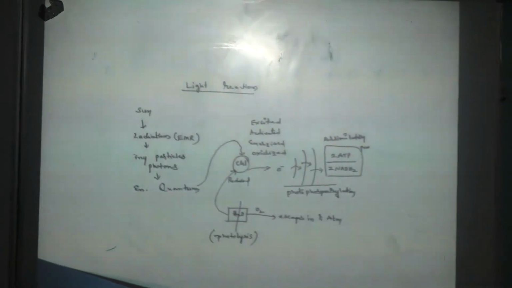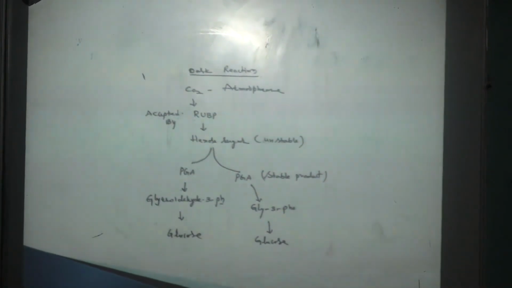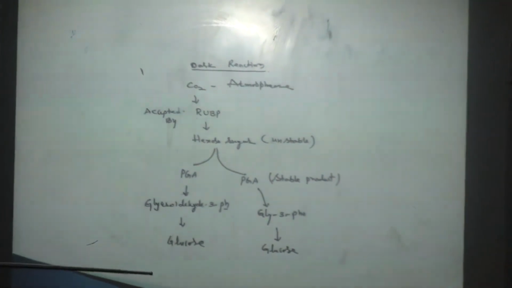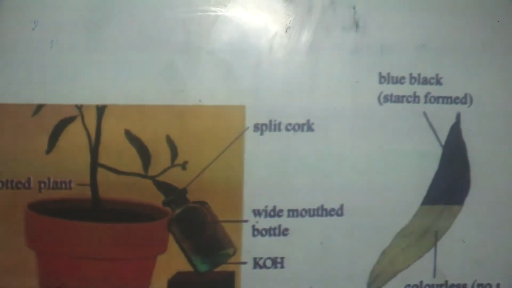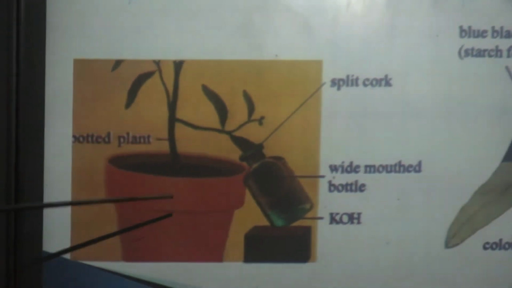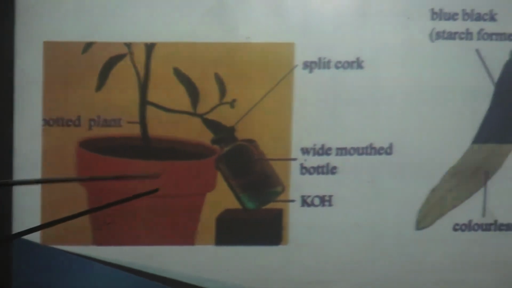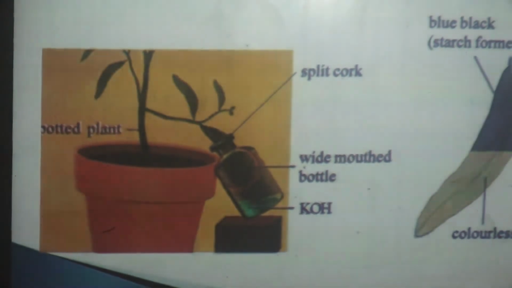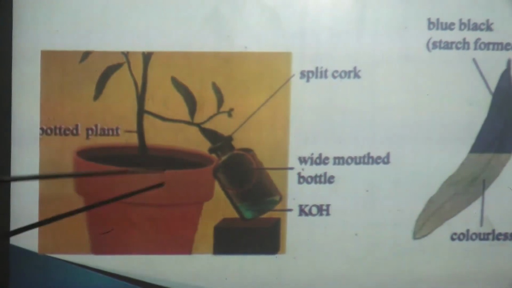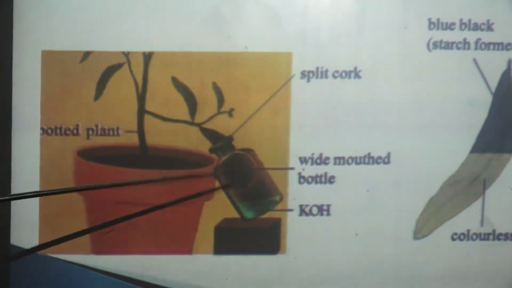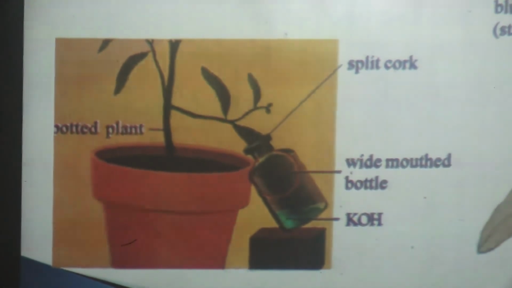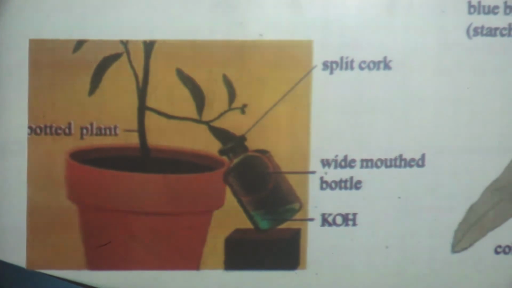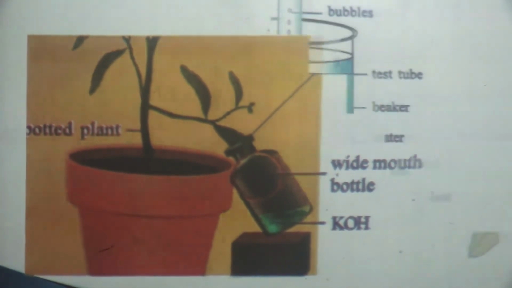And let me show here. This is also the dark reaction, but it is not there in your textbook. And this diagram is confined to an experiment called the iodine experiment or long leaf experiment. By means of that, you have to prove that carbon dioxide is essential for the process of photosynthesis.